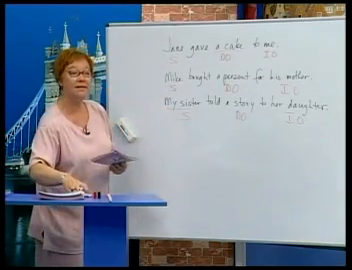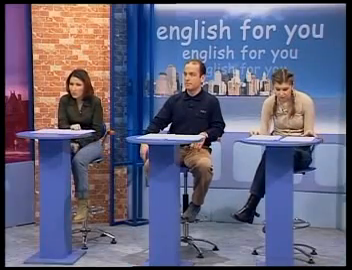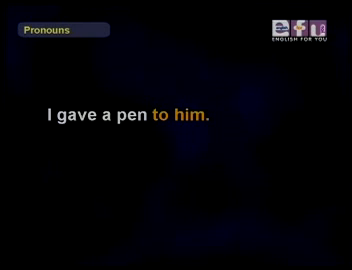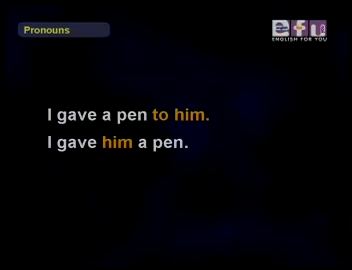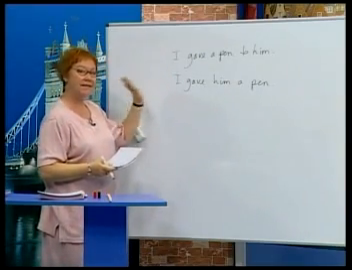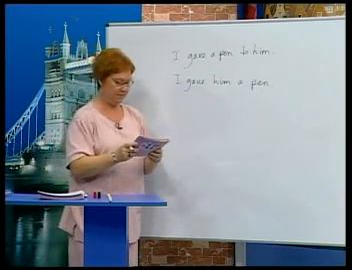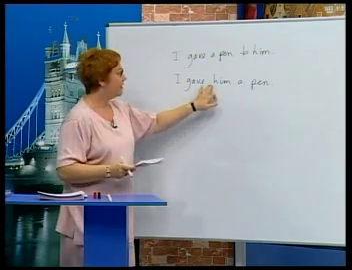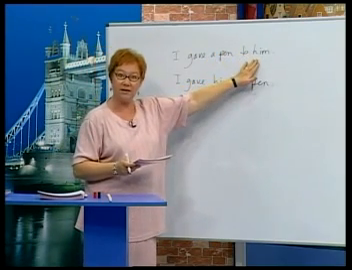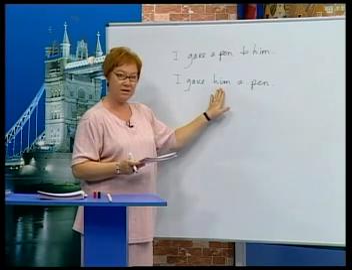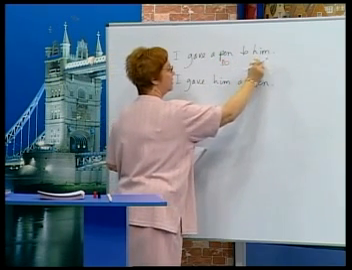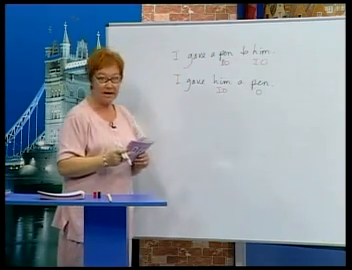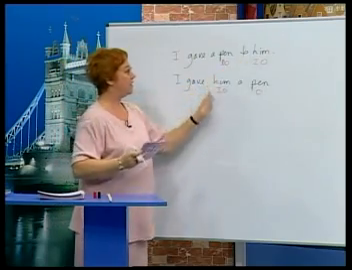All right, now let's look at a couple of more examples that are the same but different. I gave a pen to him. Or I gave him a pen. Now, these sentences have the same meaning, but the structure is a little different. Now, there's no to here. Here there is, because we have direct object, indirect object. When we put it here, it's still the indirect object, but there's no to, no for. Okay? So they're the same. But when we move it, we take out to.